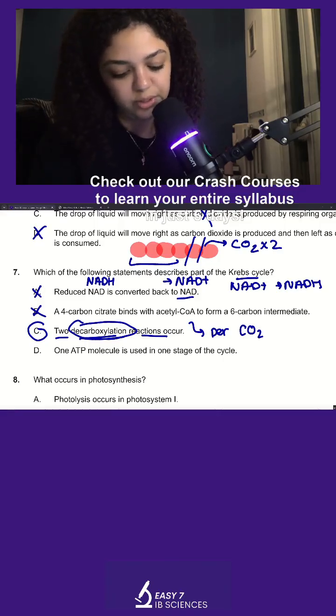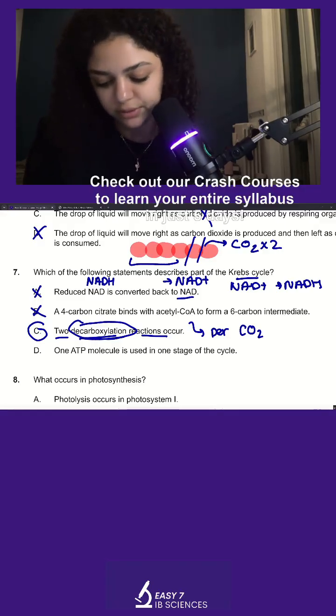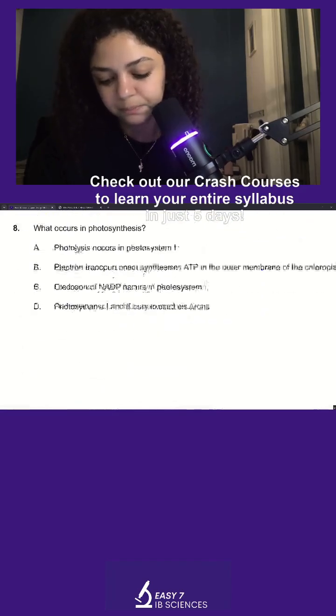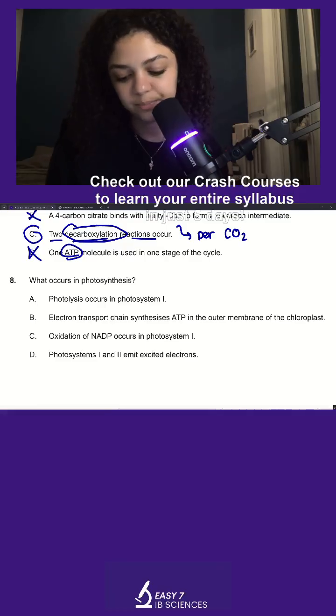1 ATP molecule is used in one stage of the cycle. Actually, no, I think it's 2 ATP molecules and 1 GTP, but you don't need to know that for your syllabus. But it's not 1 ATP molecule. Okay, perfect. What occurs in photosynthesis?